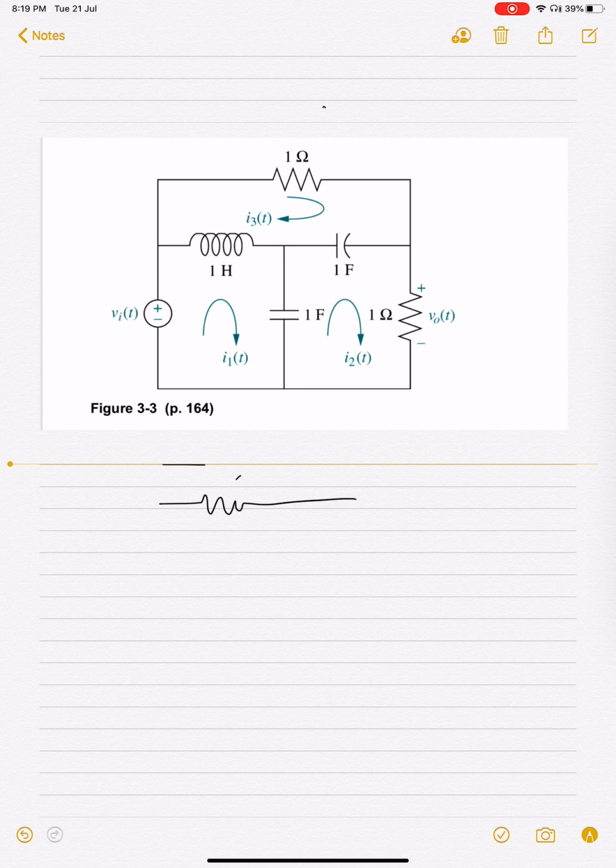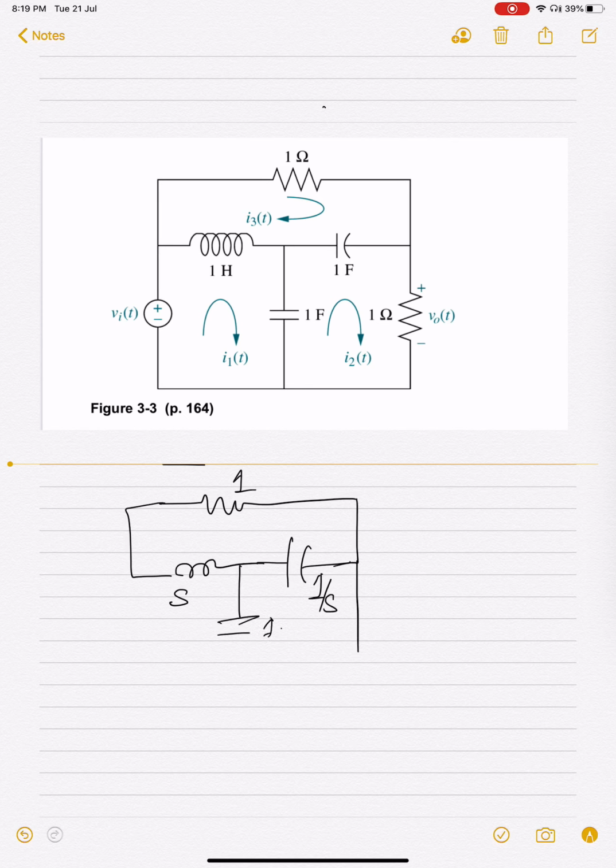So the resistance remains same, 1. The inductance becomes SL. Since L is 1 Henry, so it remains S. The capacitance is 1 by CS. Since it is 1 farad, so it's 1 by S. Similarly, you have 1 by S here. This resistance is 1, and here the source becomes VIS. It's a function of S, right? So this is your circuit in the S domain.